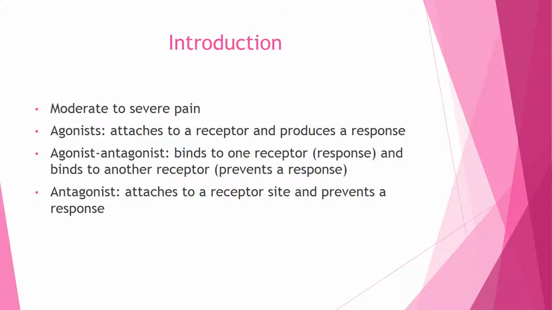An antagonist is going to bind to a receptor site and prevent the response that we want. So it's going to attach to it and prevent. For instance, one of them would be Narcan for an opioid overdose. You're going to use Narcan to stop the response of the opioid.